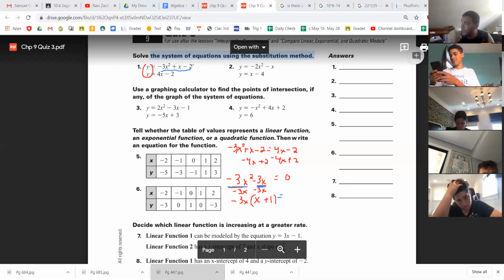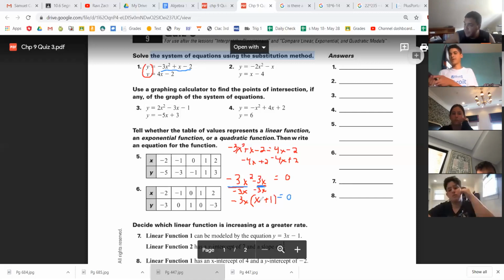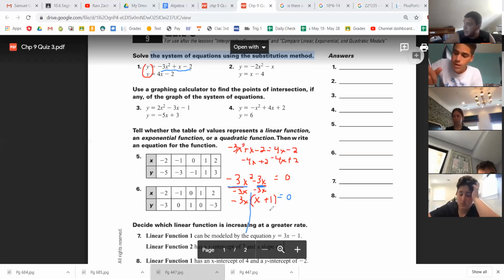When there is no c, there's a high chance I could take out the x at least. And if I am able to take out the x and what's in common, in this case, negative 3x, and set this equal to 0, I can use what we call the 0 property. If this one becomes 0, the whole thing becomes 0. If the right side becomes 0, the whole thing is 0. So I could split it and solve each one separately.